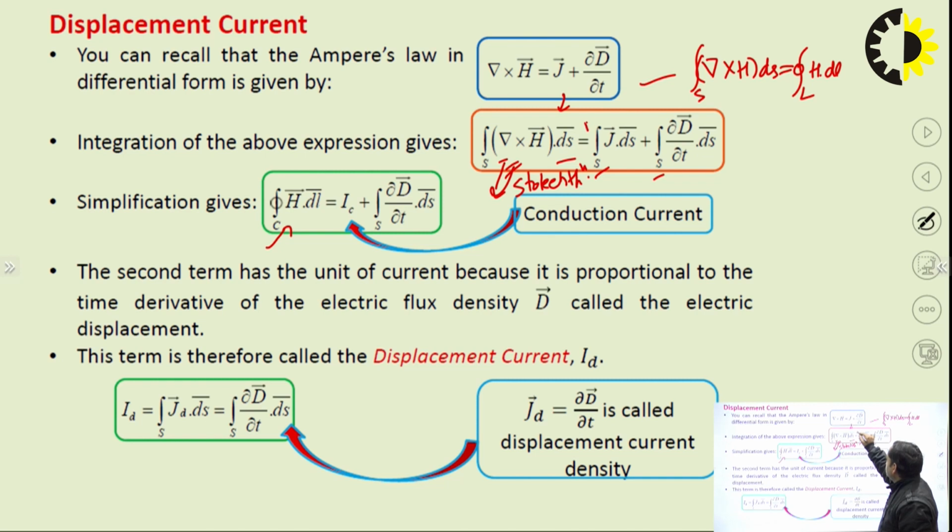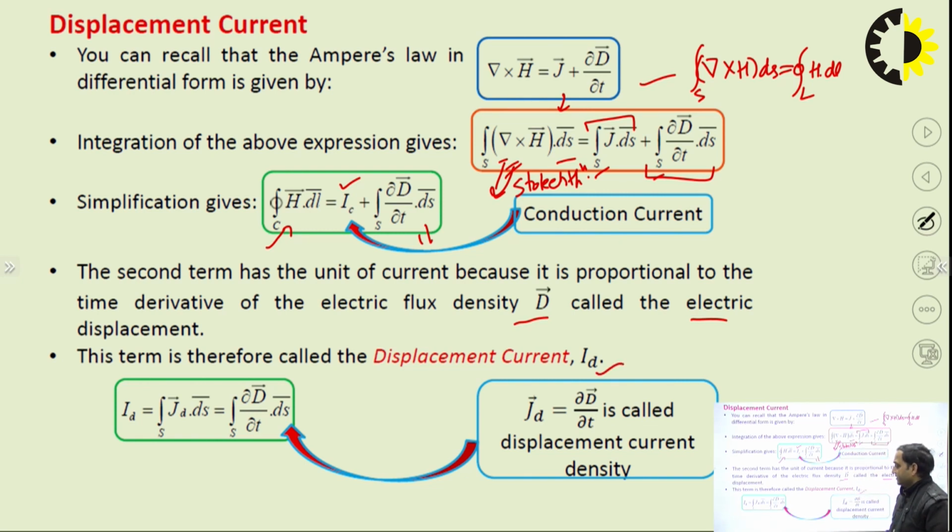and J dot ds. So this term is nothing but, because J is the conduction current, the conduction current density through the given surface area will give the conduction current. So this is IC, and this is del D upon del T dot ds. So this is nothing but a displacement current. Okay, so the second term has the unit of current because it is proportional to the time derivative of the flux density D, which is called the electric displacement. So this term is therefore called a displacement current ID.